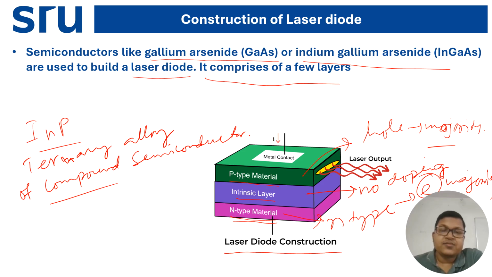So this is the layer structure of the semiconductor laser diode. As you can see, the metal contacts are coming into it, and on the back bottom also similar kind of metal contacts are there. So this is basically the structure of the laser diode, right?